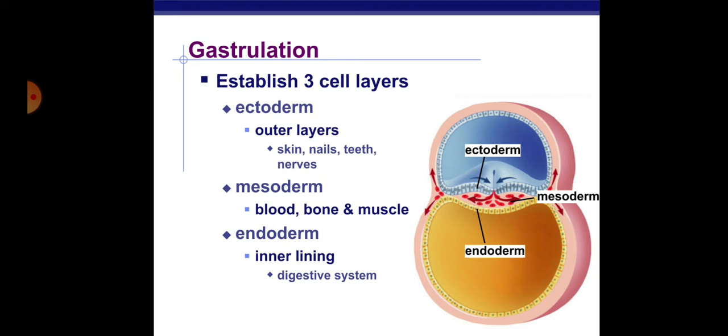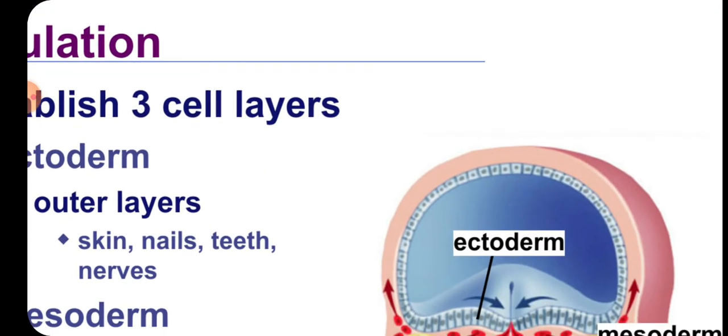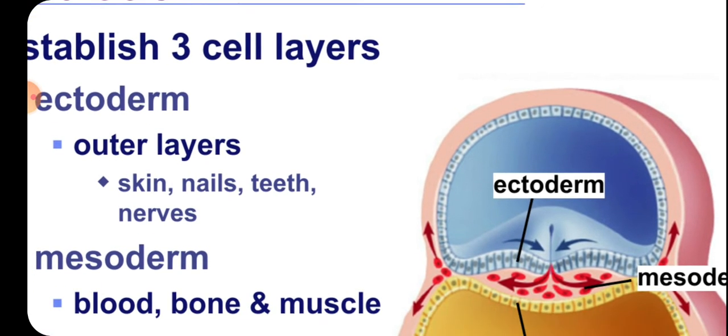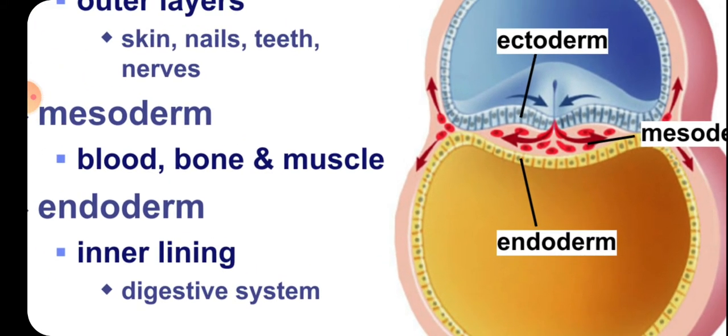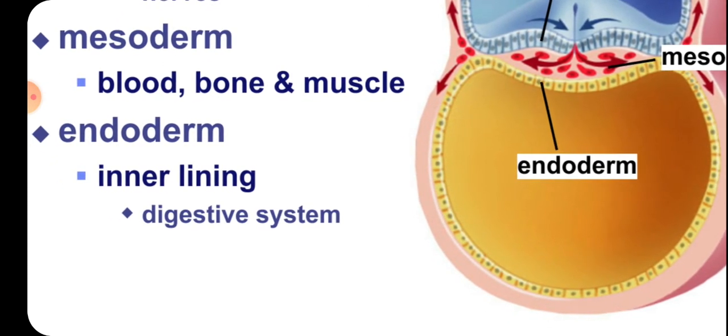This establishes three cell layers: the ectoderm, shown by the blue cells, which forms the outer layers of the skin, the nails, the teeth, the nerves. The mesoderm, some cells shown by the red color, develop to form the mesoderm, from which the blood, bone, and muscles develop, and the yellow cells of the gastrula show the inner lining, which is the endoderm, which forms the digestive system.